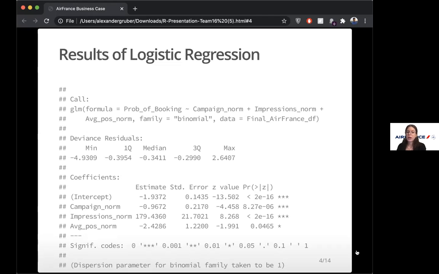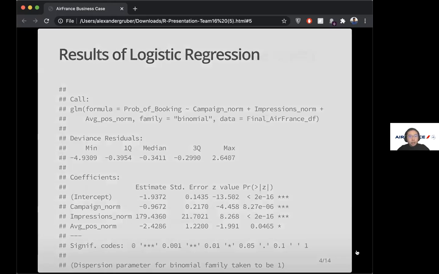Then we ran it multiple times until we got the most accurate regression with the final variables of campaign, impression, and average position. Campaigns, in fact, tell us that every change made in campaign decreases the odds of probability of booking by almost 62%.